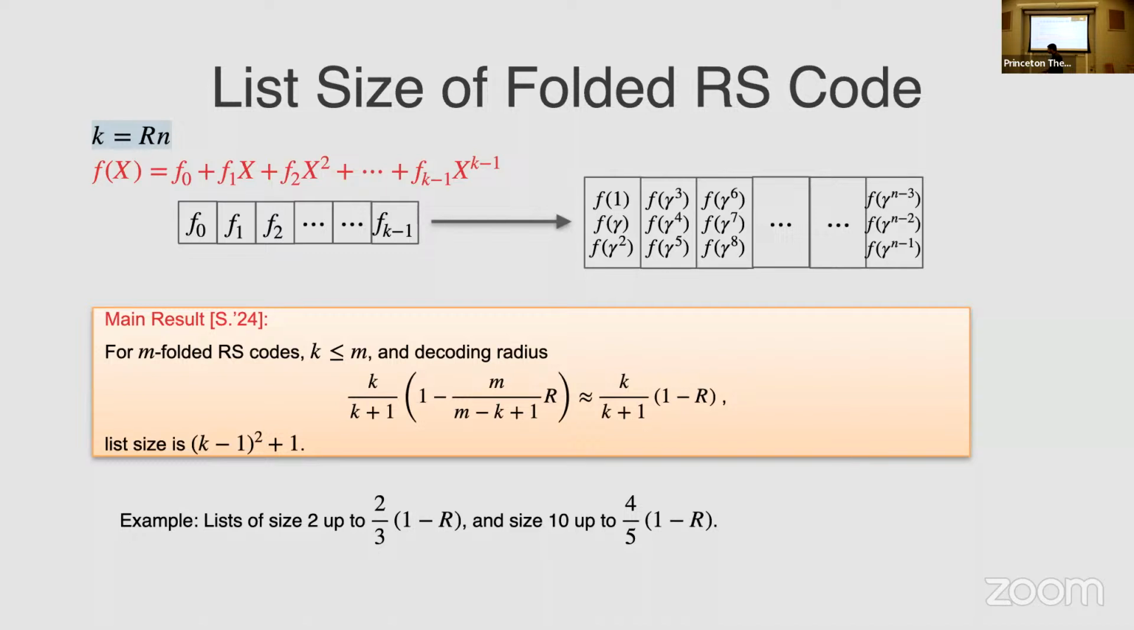To compare, with these kind of fixed k, not much was known before. The best we could do was n to the k minus 1.